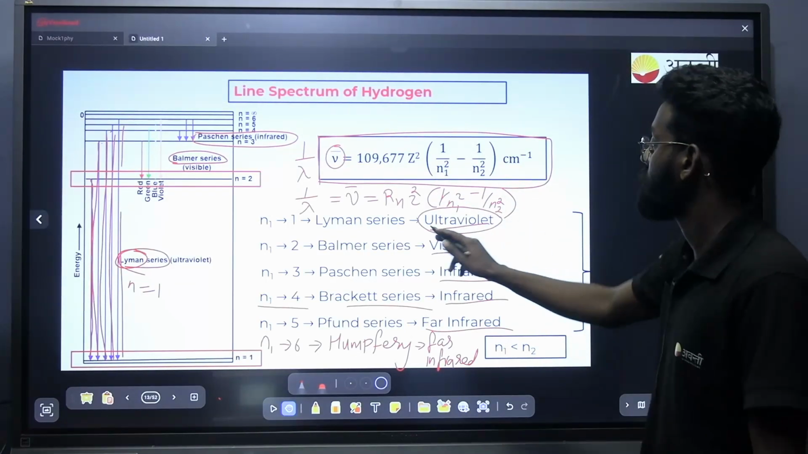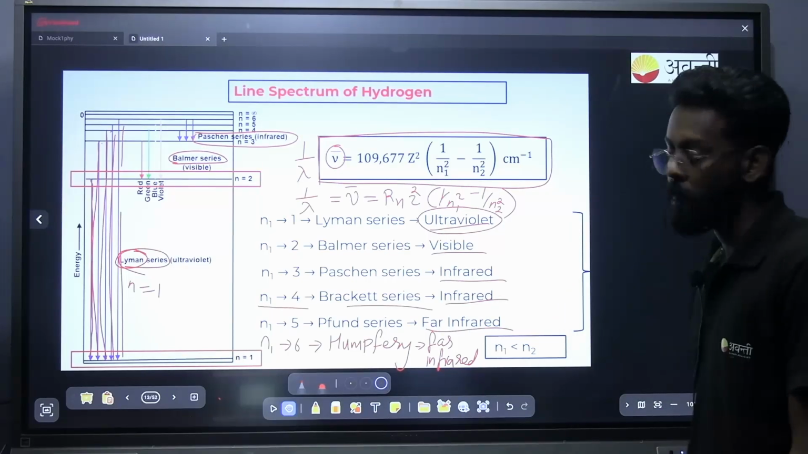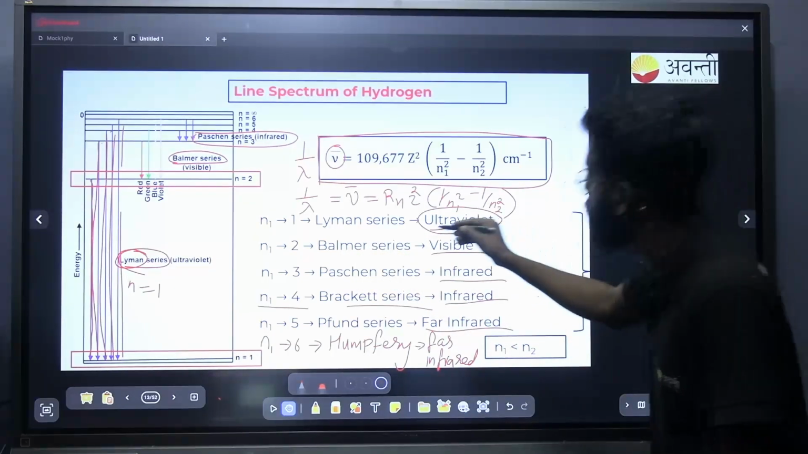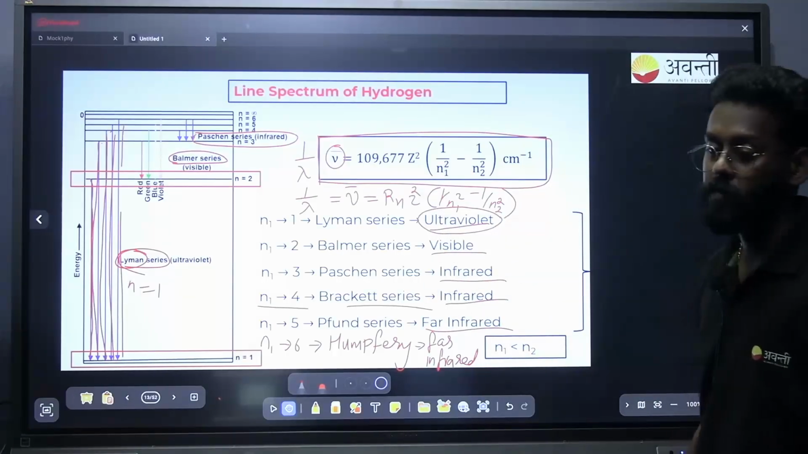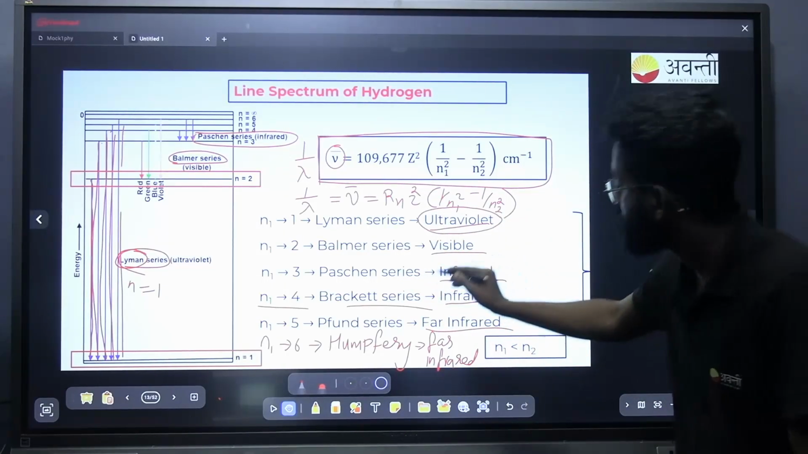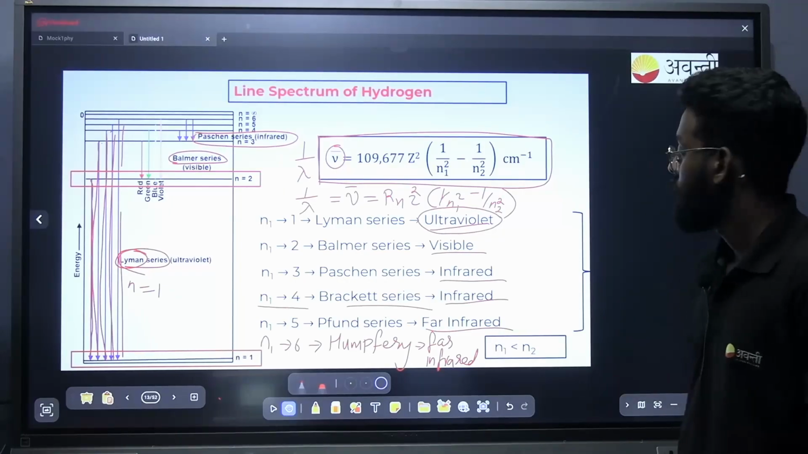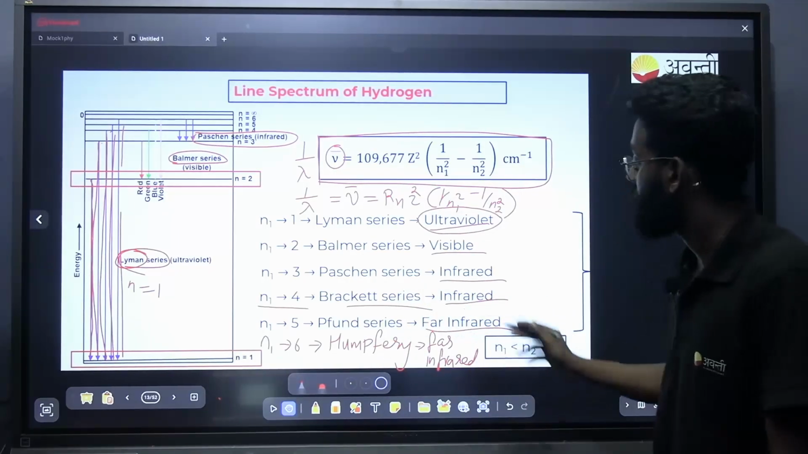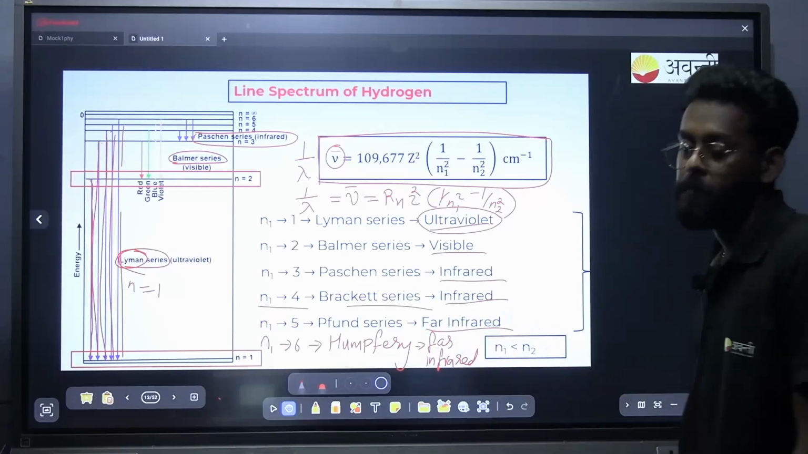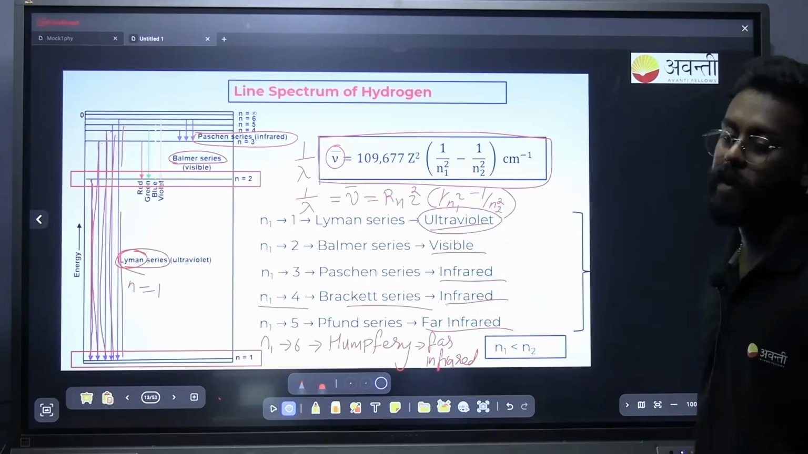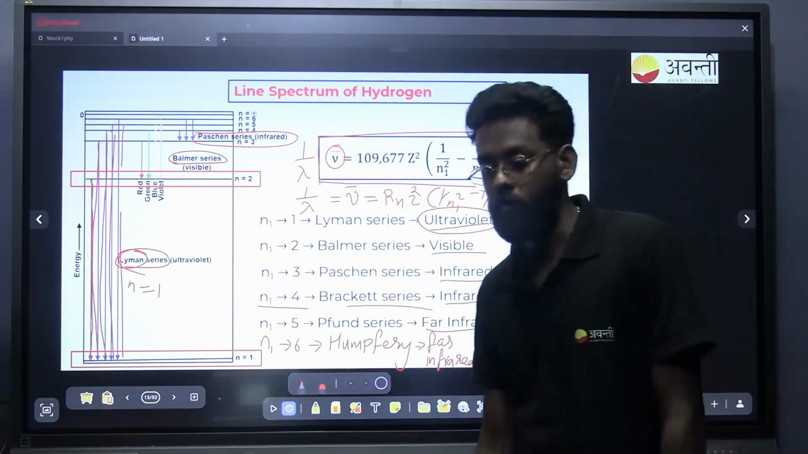That is what I mentioned, ultraviolet rays here. And for Balmer series, that range of wavelength will be coming in the visible part of electromagnetic radiation. And for Paschen, it comes in the infrared part of radiation. Then Brackett, infrared. Pfund also far infrared. Humphrey also far infrared. So this is what this electromagnetic spectrum is telling about.